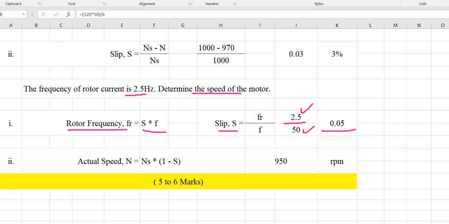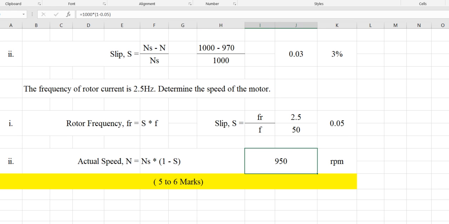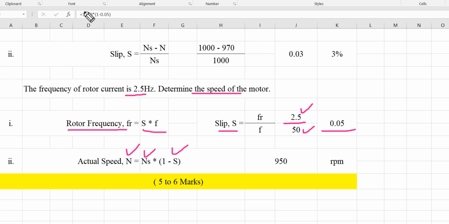Then I need to evaluate the speed, that is the actual speed. N is equal to Ns into (1 minus s). With respect to this, I have to substitute the slip, and then I will get the value of the required speed. Ns is 1000, s is 0.05. If you substitute in this equation, you will get a value of 950 rpm.